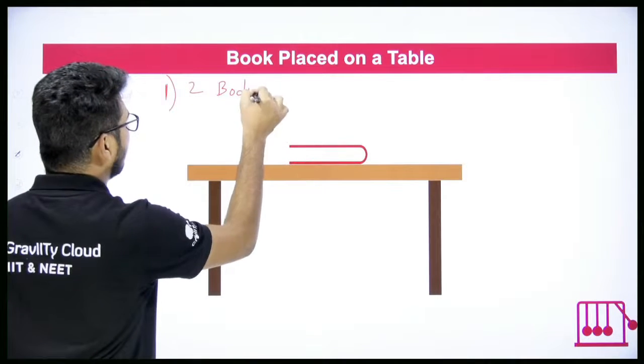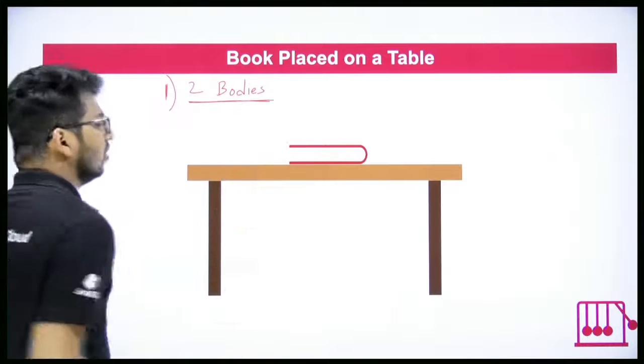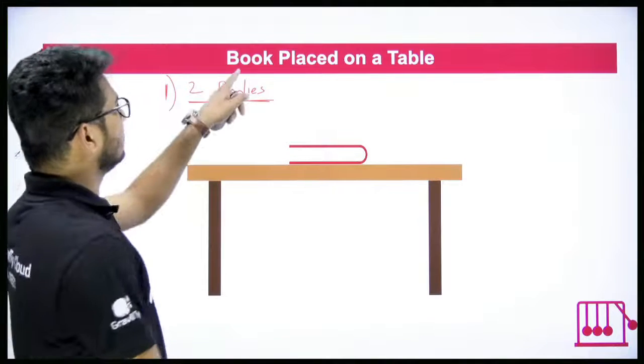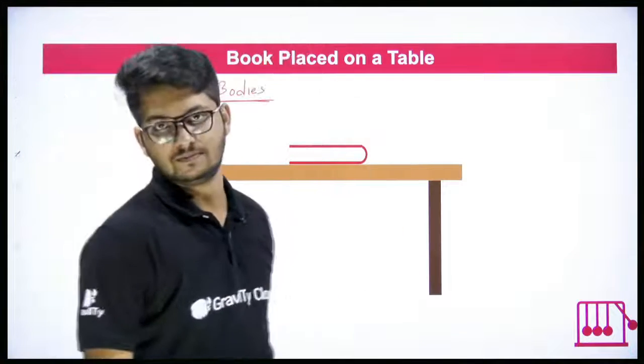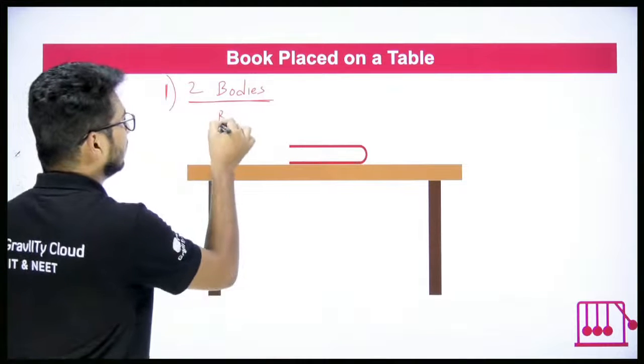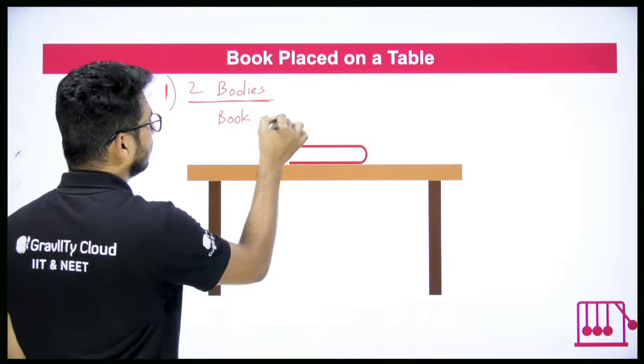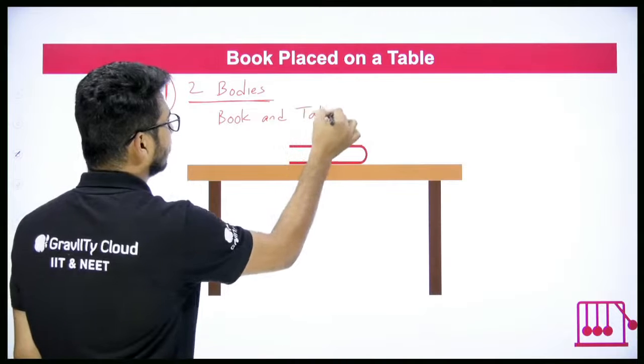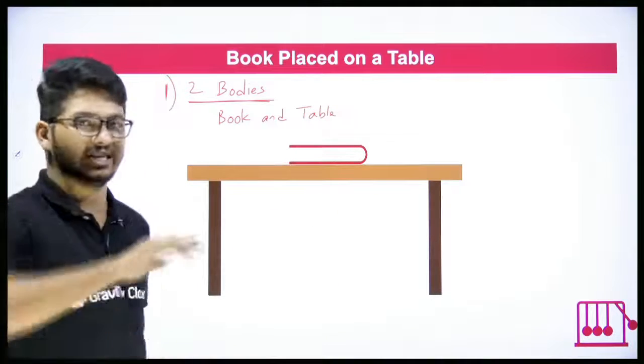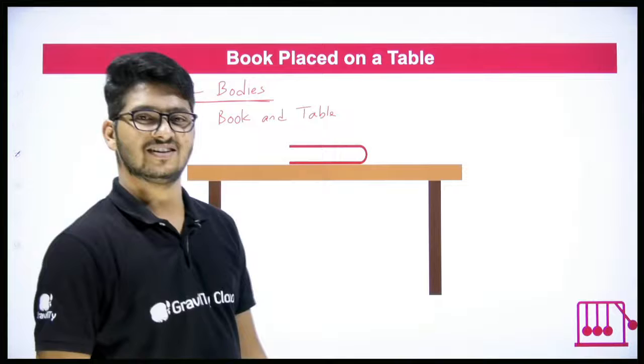Identify the two bodies. So what are the two bodies here, everyone? Two objects or two bodies. One is the book. The other is the table. Book and the table. Those are the two bodies. First step done. That's it.